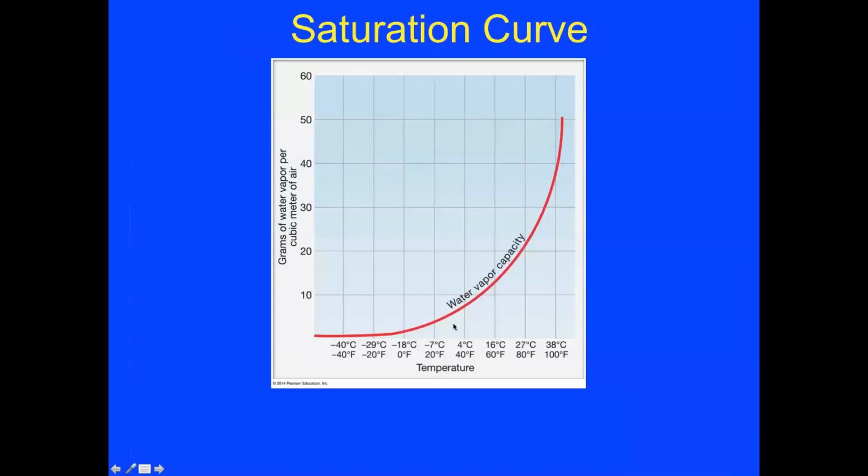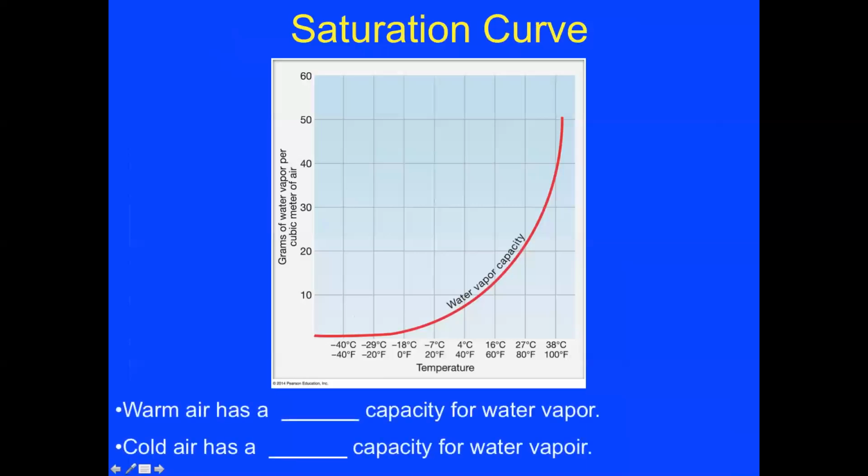Notice that here we hit that red line very, very quickly. And going over to determine the number of grams, it looks something like maybe 5 grams of water vapor using the saturation curve there. So can you fill these two sentences out? Warm air and its capacity for water vapor versus cold air and its capacity for water vapor.